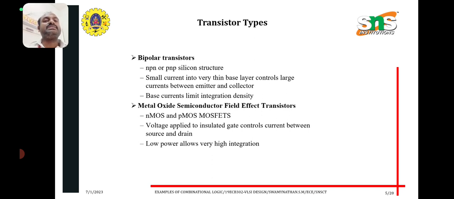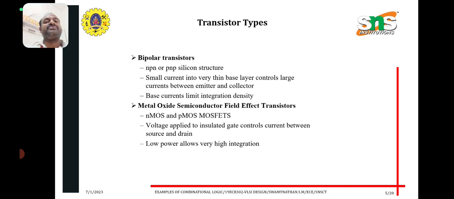A small current into a very thin base layer controls the large current between the emitter and collector. So a bipolar transistor has emitter, base and collector. For example, common base means the base terminal is used commonly between input and output, so it is called common base. Common collector means the collector terminal is connected commonly between input and output, so it is called common collector. Similarly for the emitter. The base current limits the integration density.